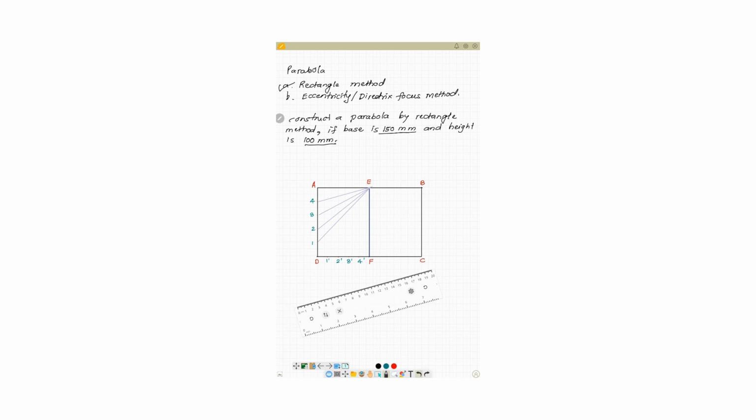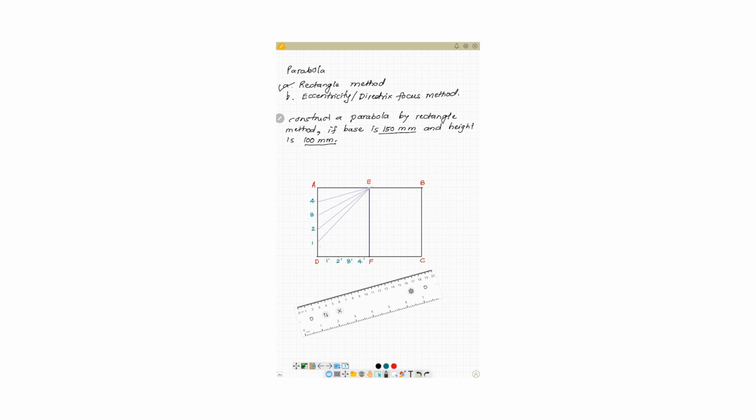Okay, so what we have done is we have drawn a rectangle with the given dimensions, that is 150 by 100 mm. Then we've divided this entire rectangle into two equal parts by drawing this EF line from the midpoint of 150 mm, that is 75 mm. Then we have considered this smaller rectangle having dimensions 75 by 100, and we have divided the horizontal side as well as the vertical side into the same number of divisions. So I have taken 5 divisions of 75 mm and 5 divisions of 100 mm.